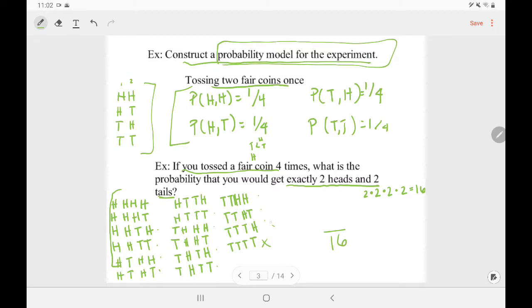No, that's not the outcome I want. That's not the outcome. Nope. Hey, that one works. Nope. Yes, that has 2 heads and 2 tails. Nope. Nope. Yes. Yes. No. Yes. No. No. No. So how many options are that? Is that 1, 2, 3, 4, 5, 6? So 6 out of 16. If I simplify that, a grand total of 3/8. All right.